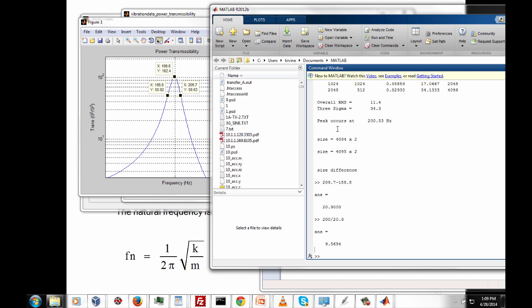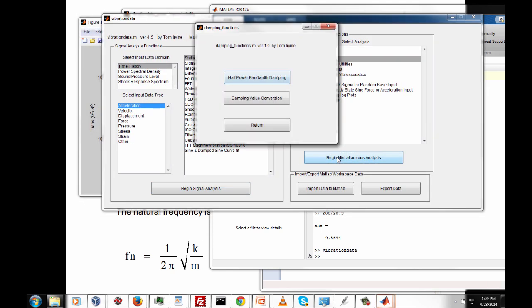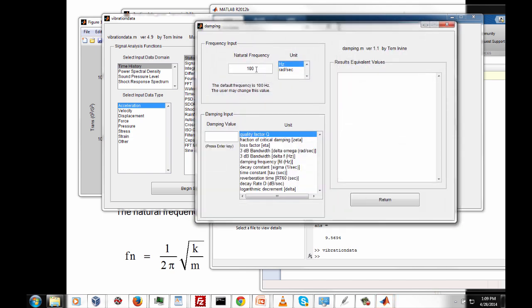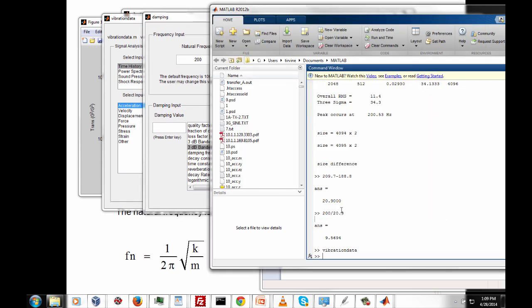And what you can actually do is go to the vibration data GUI script here. If we go to damping functions, and I still need to fix these names a little bit, we just did the half power bandwidth damping, but we actually want to go to damping value conversion. Sometimes the conversions depend on natural frequency, other times they don't, but let's be circumspect here and put in the correct natural frequency, 200 hertz. So our 3 dB bandwidth delta F, in hertz, turned out to be 20.9, so I'm just going to copy and paste that.